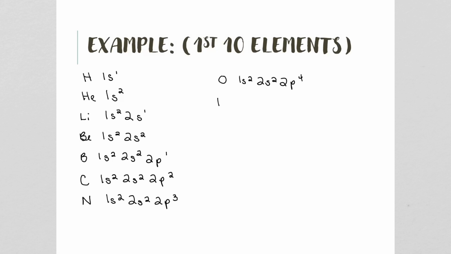And then we've got fluorine, so we have 1s2, 2s2, 2p5. And then finally neon would be 1s2, 2s2, 2p6. So it just follows that pattern, as simple as that.